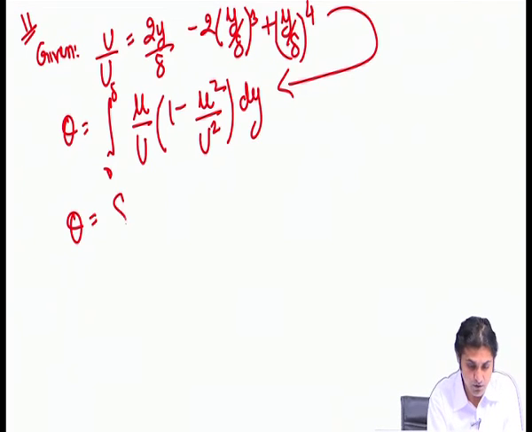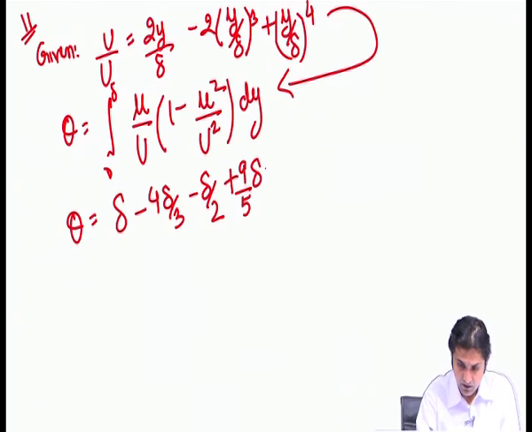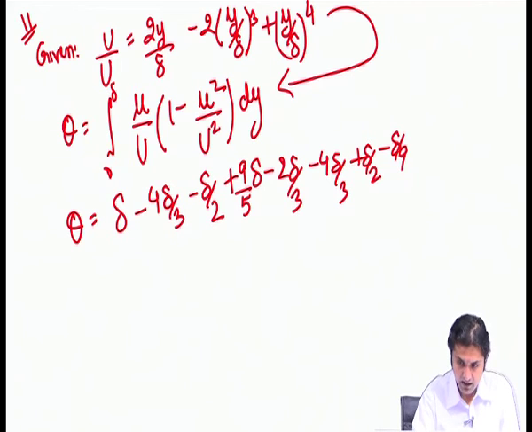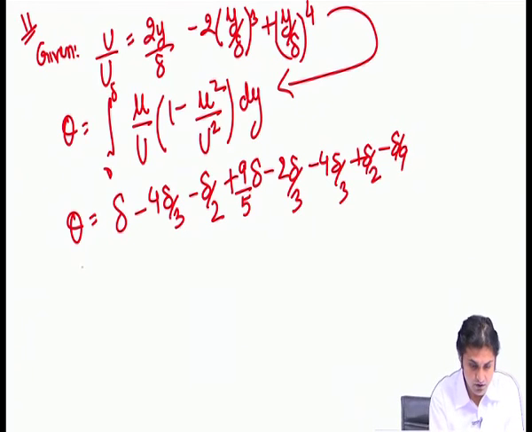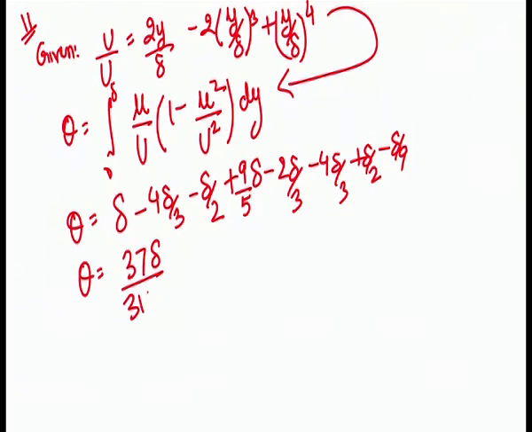There are many terms, so the first term will be delta minus 4 delta by 3 minus delta by 2 plus 9 by 5 delta minus 2 delta by 3 minus 4 delta by 3 plus delta by 2 minus delta by 9. So the momentum thickness that you are going to get is 37 delta by 315. All right.